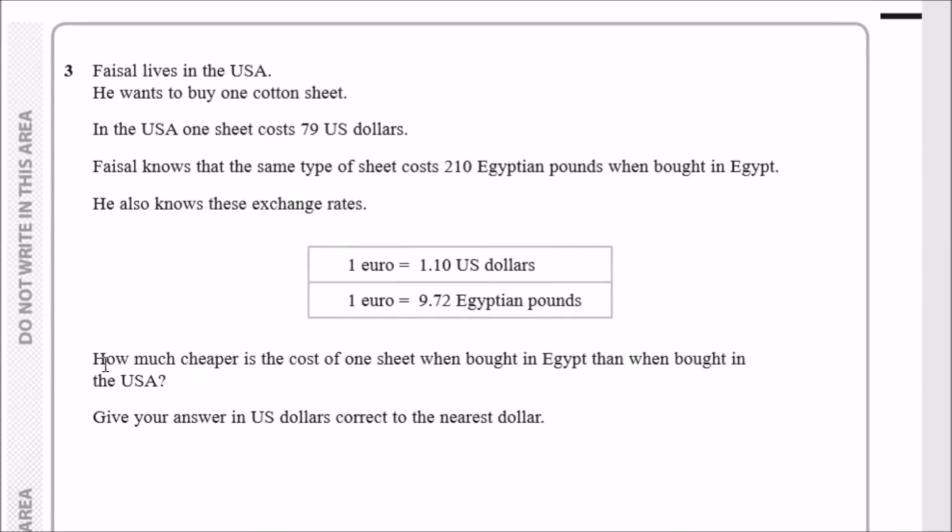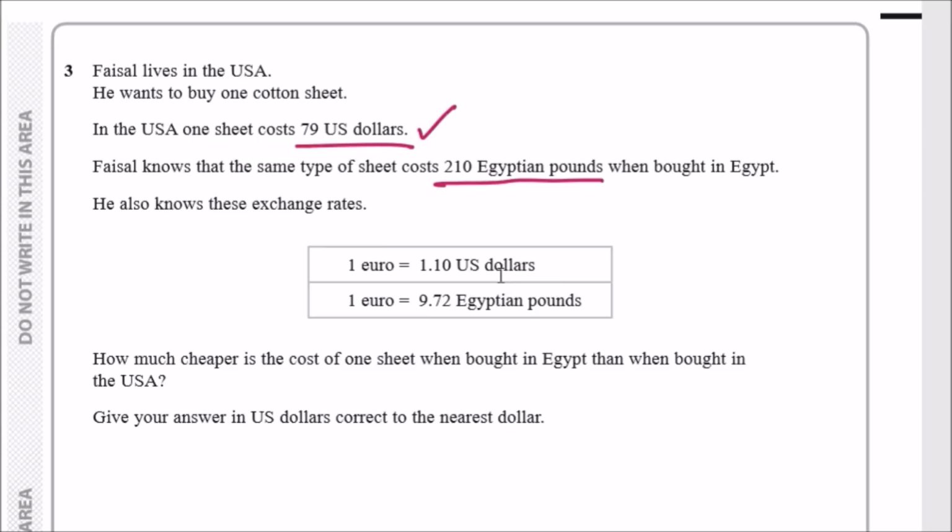Now, they want us to find out how much cheaper is the cost of one cotton sheet when bought in Egypt than when bought in the USA. Give your answers in US dollars. So first things first, the USA one is already solved because they already gave it in dollars. So what we need to do is convert the 210 Egyptian pounds into dollars by following this table.